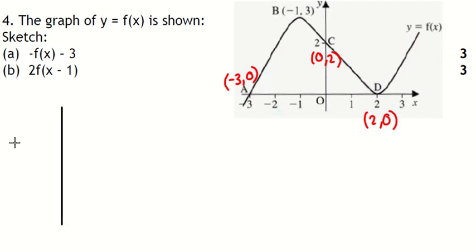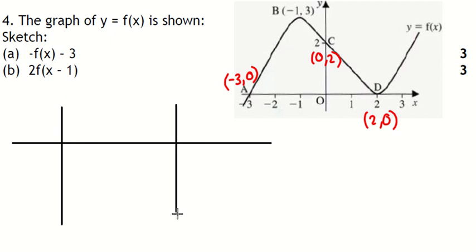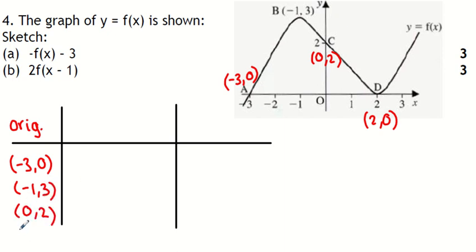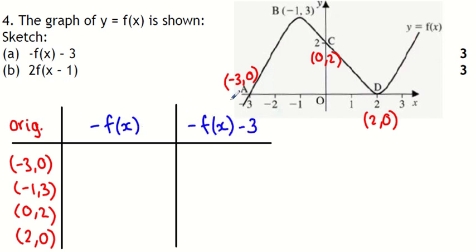So I'm going to just first of all set up this table with the original coordinates: negative 3, 0, negative 1, 3, 0, 2, and 2, 0. And then I'm going to use BODMAS when we're evaluating this transformation. So I want to work out negative f of x first, and then I will subtract 3 afterwards.